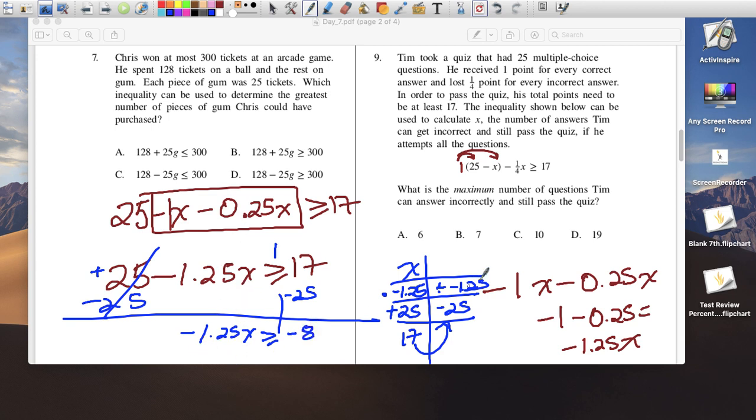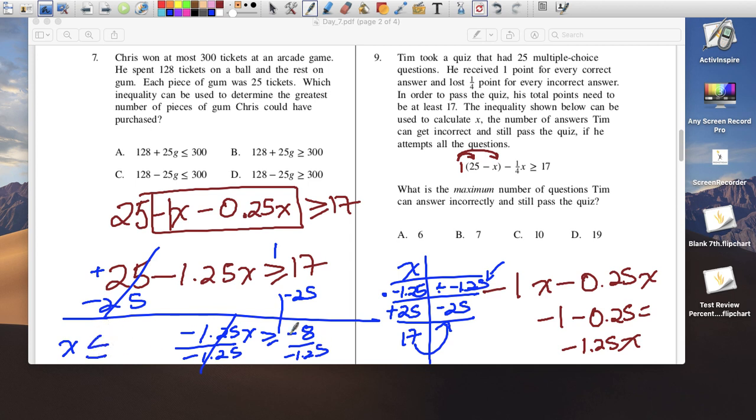Now we're going to divide, right? Look at your story. We're going to divide this by negative 1.25 and divide this side by negative 1.25. These two become positive, or just 1, and becomes x. And remember, when you're dividing by a negative, you have to switch the sign the other way, so it's going to be less or equal.